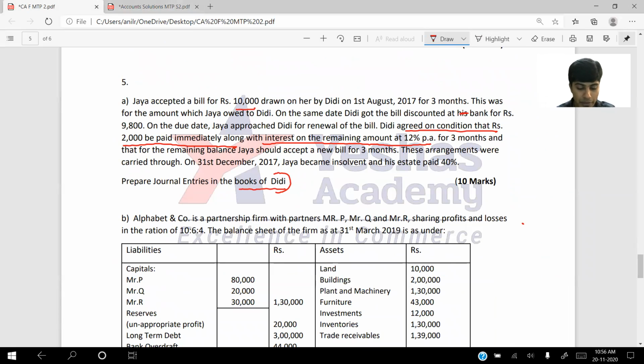Then what happened? The arrangements were carried through. On 31st of December 2017, Jaya became insolvent. How do you know? She jumped into the water and then she didn't dissolve.